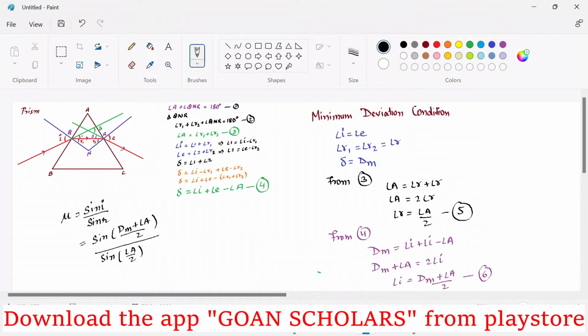This is called the refractive index of this prism. I hope this is clear. Any doubt? Speak. Then I'll go for the next few derivations of this chapter, the last few derivations.